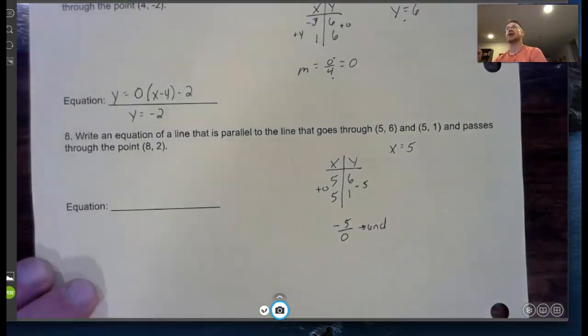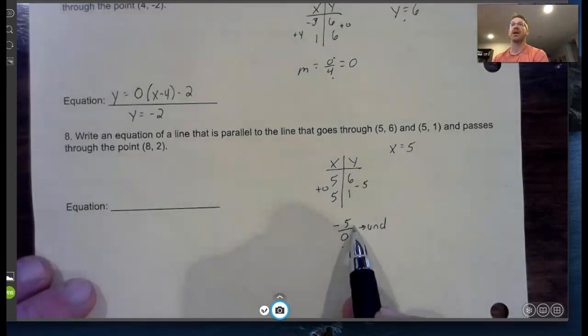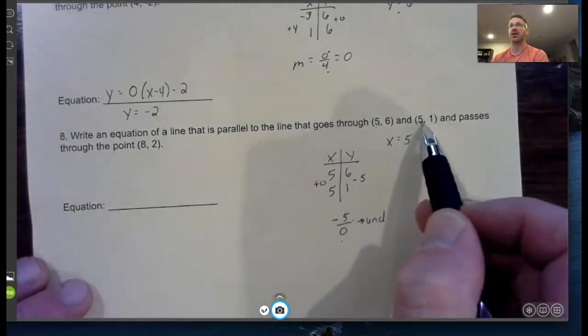And you have to understand what kind of line has an undefined slope. It is a vertical line. There's no run. We're only going up and down. So that means we started with a vertical line, and we can see that in the matching x's here.